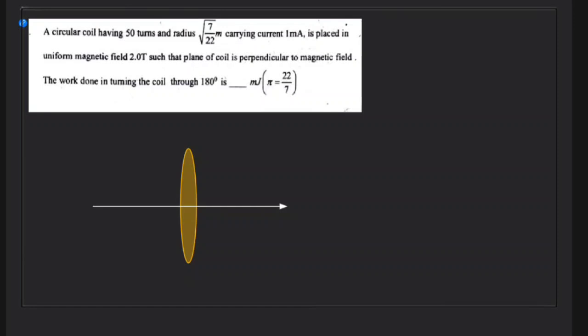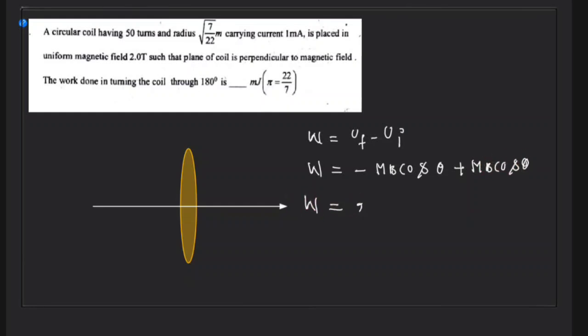The work done in turning the coil can be written as U final minus U initial. Therefore W is equal to, this U can be written as minus MB cos theta, minus of minus plus MB cos theta, right? So if you substitute these values, you will get the answer. If you substitute these angles, you will get 2 MB, and therefore W is equal to 2 into MB.